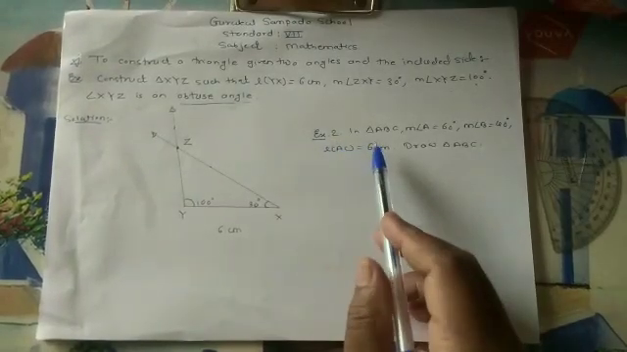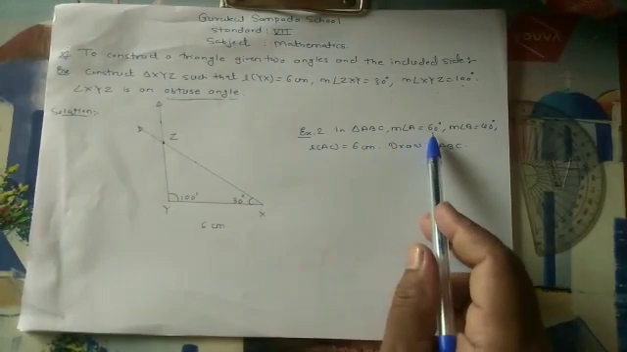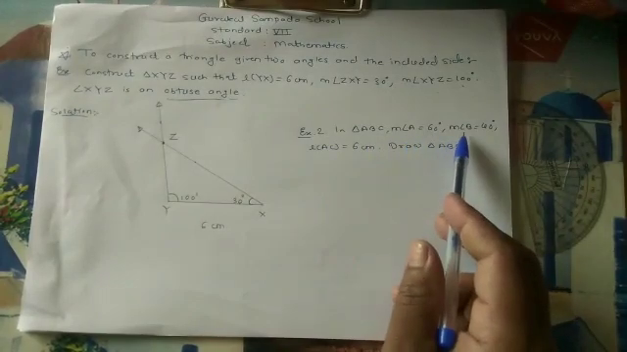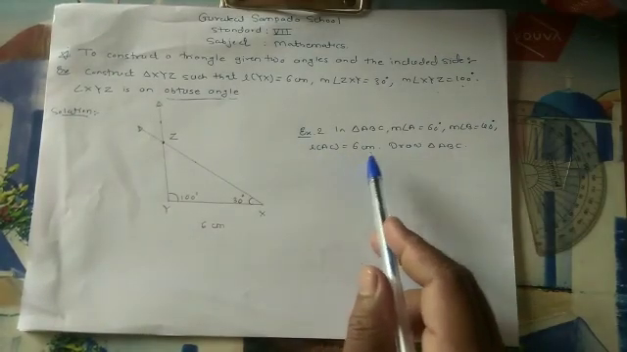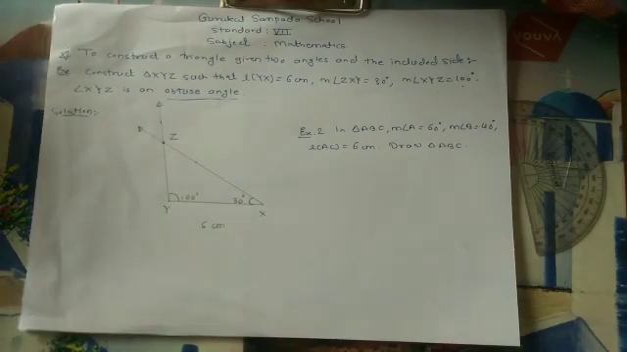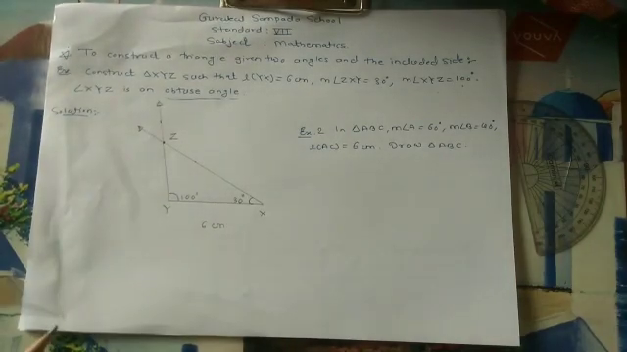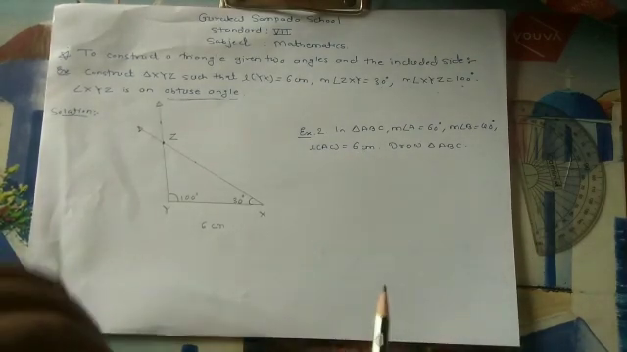Example number 2. In the triangle ABC, measure of angle A is 60 degree, okay. Then measure of angle B is 40 degree. Length of AC is 6 centimeter. Draw a triangle ABC. So we know that whenever there is a problem in which the two angles and the included side are given, at that time the first step is what? Draw the base of the triangle, that is the length of AC, which is 6 centimeter.